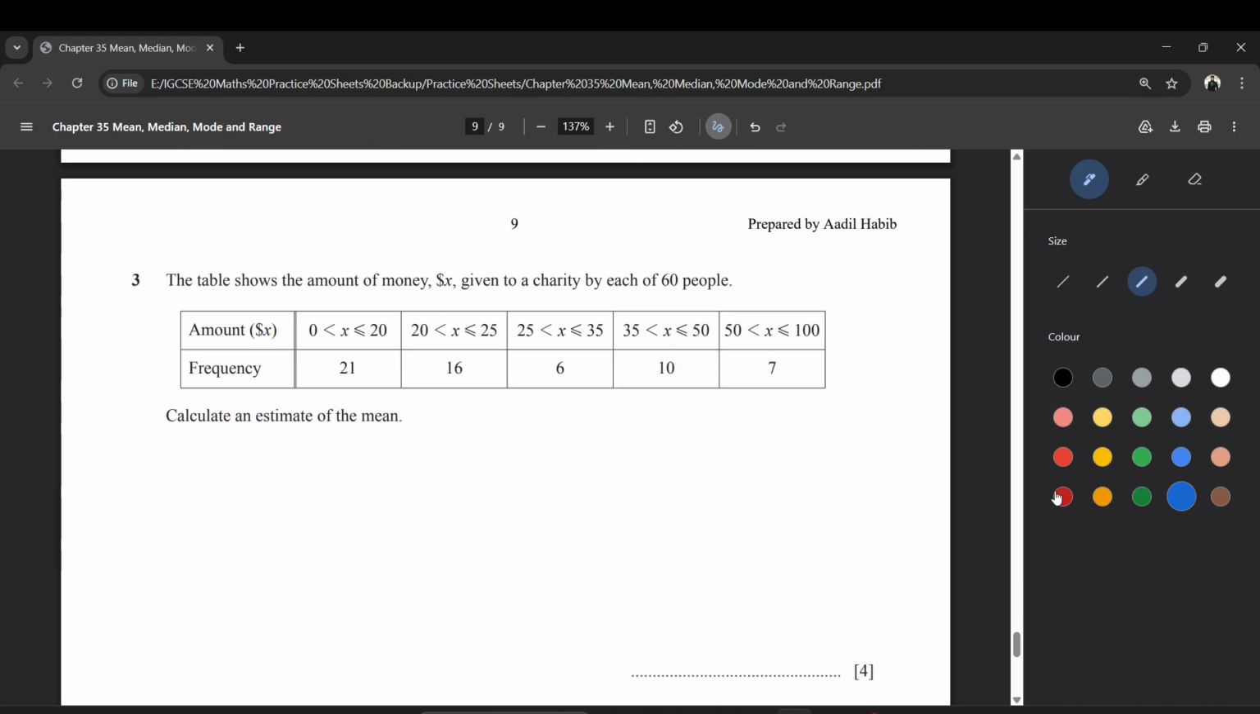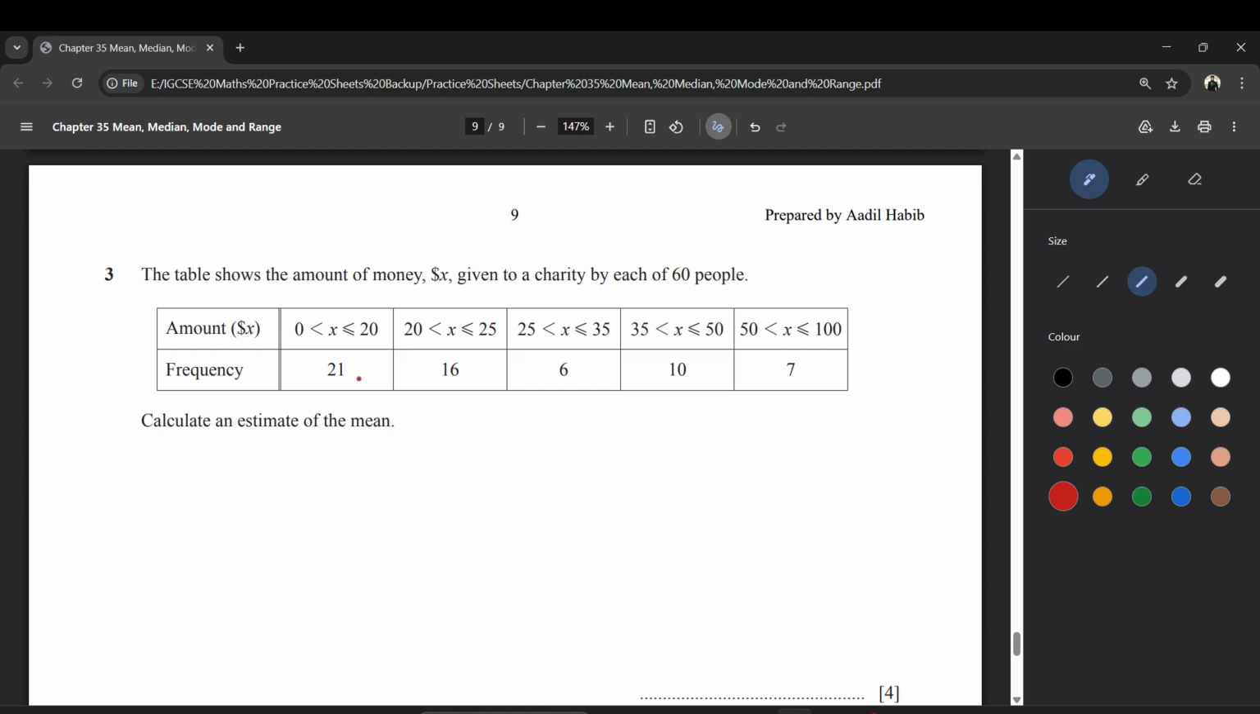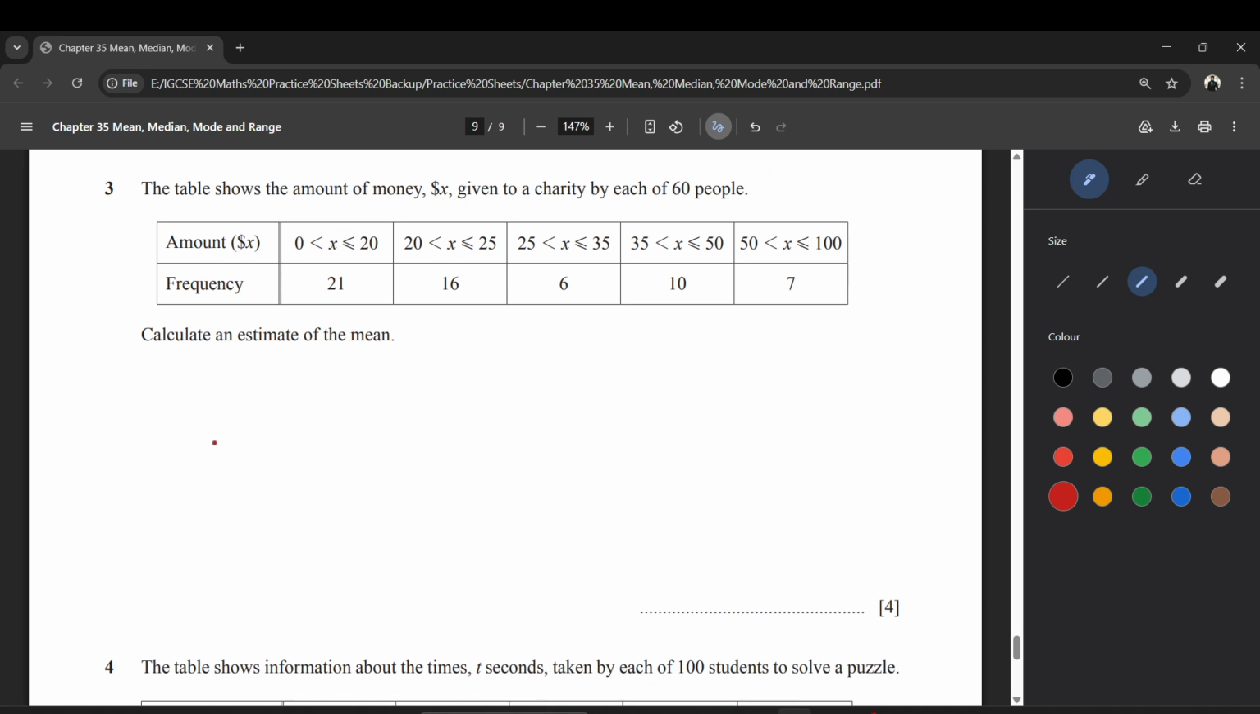All right, question number 3. The table shows the amount of money x dollars given to a charity by each of 60 people. Calculate an estimate of the mean. Okay, so again, here we are going to do the same thing. The question is the same. So step number one, calculate frequency. Sorry, not calculate frequency, it is already given to you. Write the frequency as your first column in the table.